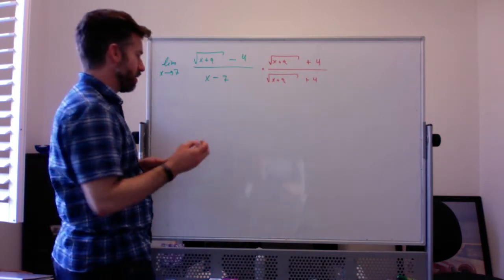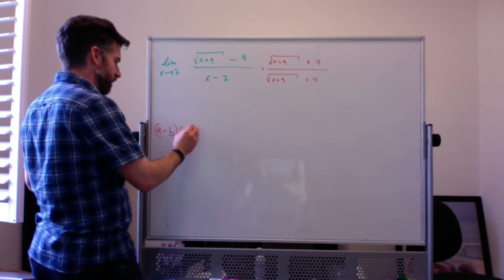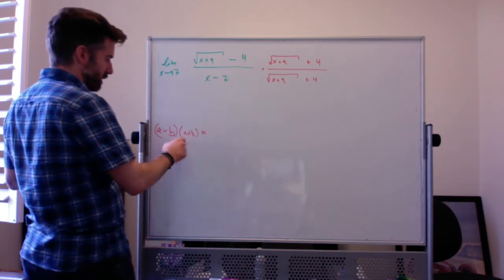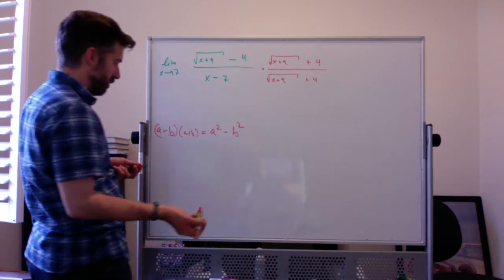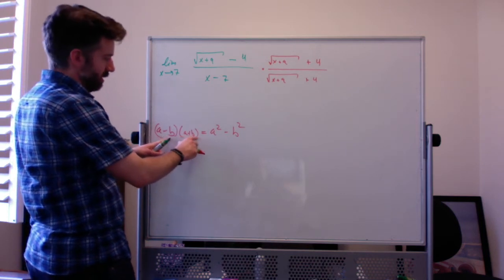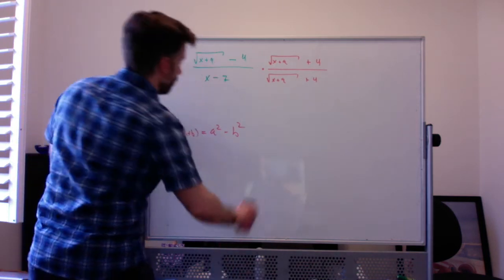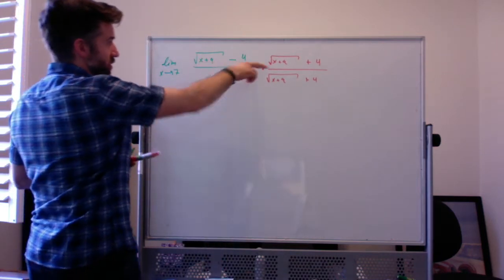The reason we multiply by a conjugate: the conjugate of a minus b is a plus b, and vice versa. When you multiply conjugates together, you get the first thing squared minus the second thing squared, because the middle terms cancel out. It's a squared plus ab minus ab, those cancel, minus b squared. That's why we're doing this, specifically so that we get the square root squaring out.